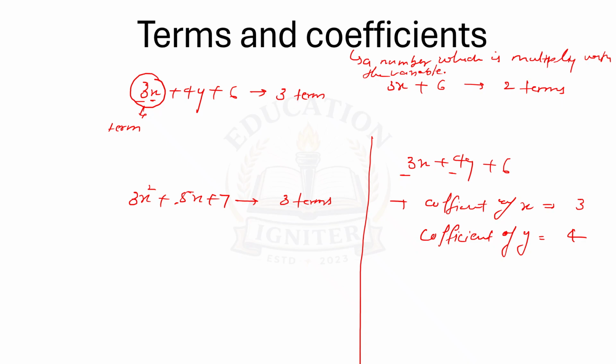If I'm talking about the coefficient of x to the power 0, what will be the coefficient over there? Here the constant term is 6, so we can write it as 6x to the power 0 also, because x to the power 0 means 1. So the coefficient will be 6. Did you understand what the term and the coefficient are?